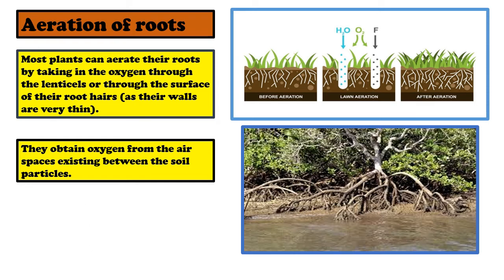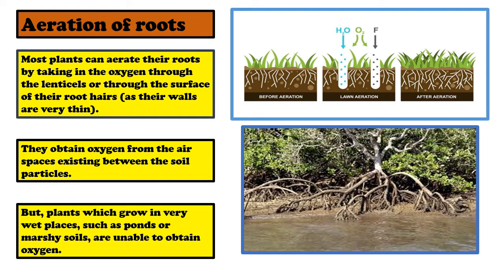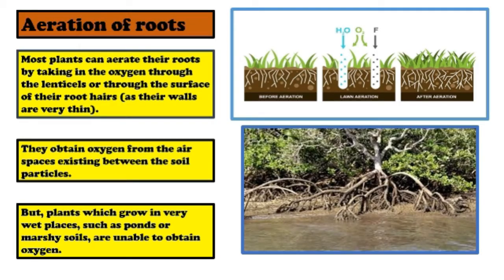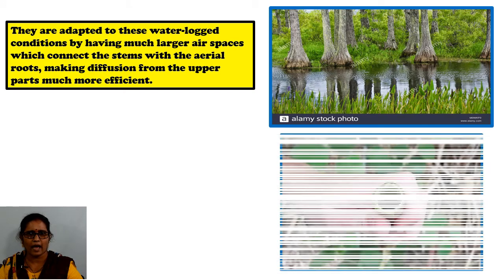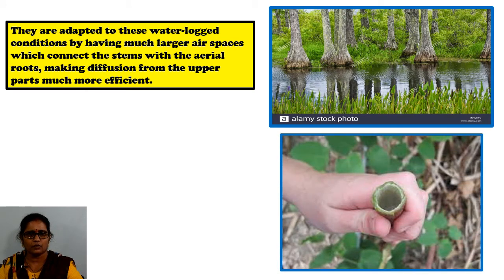But in the case of the mangroves, the plants which grow in very wet places such as ponds or marshy soils are unable to obtain oxygen in that way. So they are adapted to these waterlogged conditions by having much larger air spaces which connect the stems with the aerial roots, making diffusion from the upper parts much more efficient.